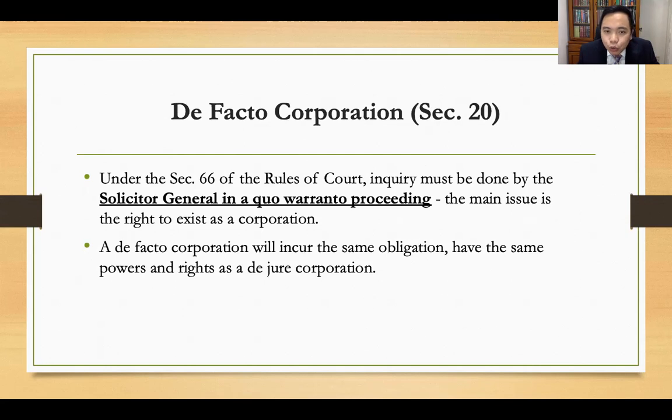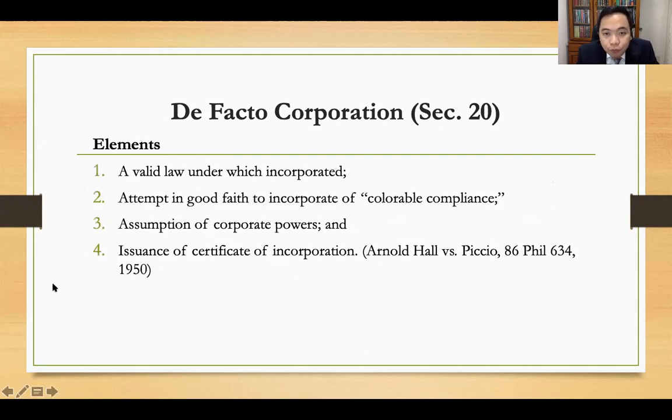Okay. A de facto corporation incurs the same obligation and has the same powers and rights as a de jure corporation. Unless and until a de facto corporation is declared as such, it can incur obligation just like a de jure or perfectly compliant corporation. Okay? There are four requisites or four elements under Section 20 of a de facto corporation. Memorize these four elements of de facto corporation.